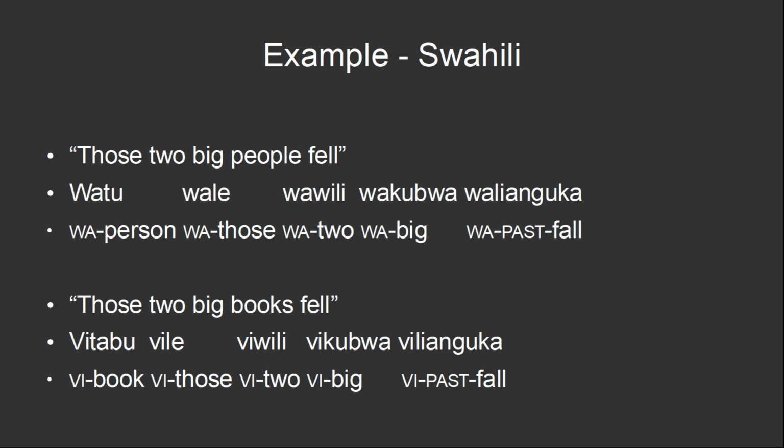Those two big people fell down. Watu wale wawili wakubwa walianguka. Those two big books fell down. Vitabu vile viwili vikubwa vilianguka. Every word in the sentence, determiner, number, adjective, and verb, changes based on the gender of the noun.